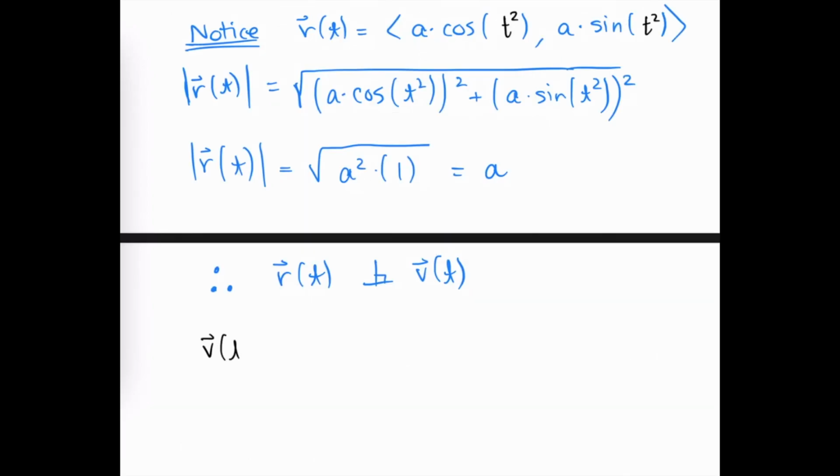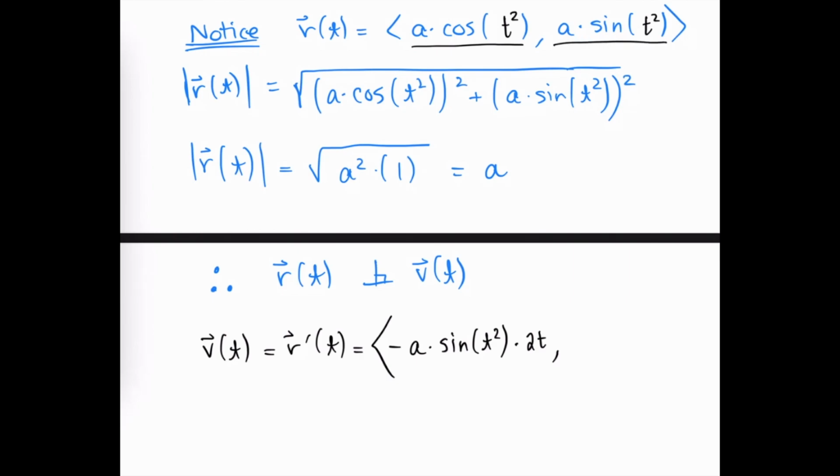But the difference comes when we start to calculate the velocity vector. When we're looking at the velocity vector, we have the first derivative of the position vector, and when we differentiate these components of the position vector, what we get is minus a times the sine of t squared, but then we need to multiply that by 2t, the derivative of the inside expression based on the chain rule. And then for the second component, again, we're going to have the derivative of sine is cosine, so we're going to have a times the cosine of t squared, but then we need to multiply again by 2t in order to satisfy that chain rule again.